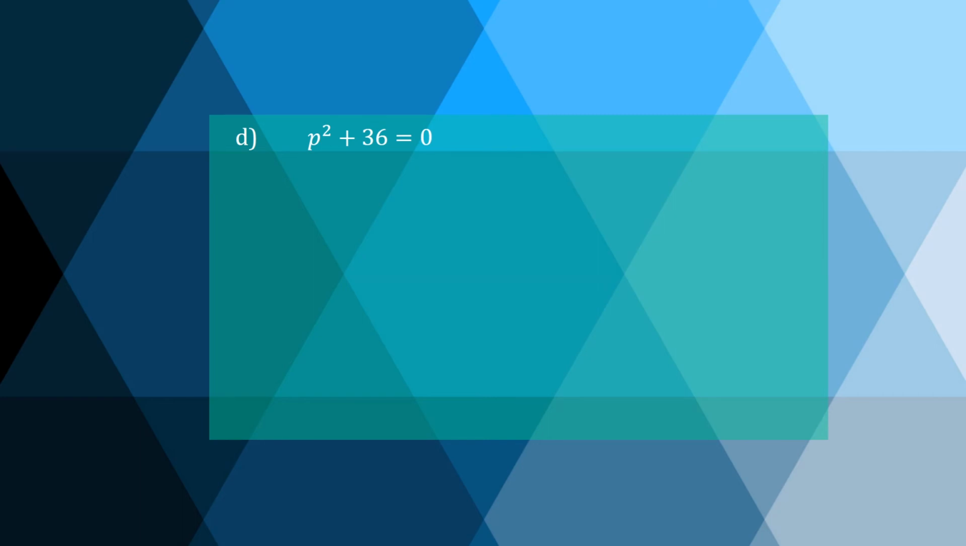D, we have p squared plus 36 equals 0. Again, draw your line at the equal sign. Is this of the correct form where we are ready to use the square root property? No. So we do need to rearrange it. Isolate the square. To do so, we need to subtract 36 on both sides.